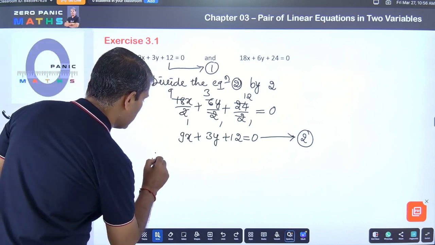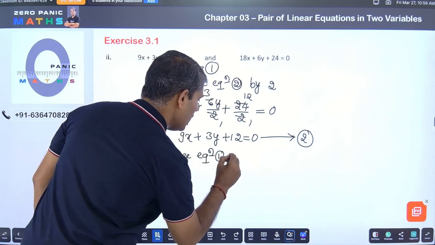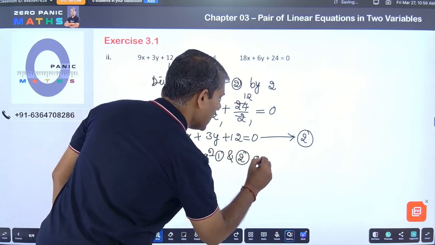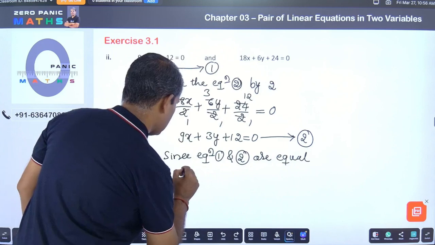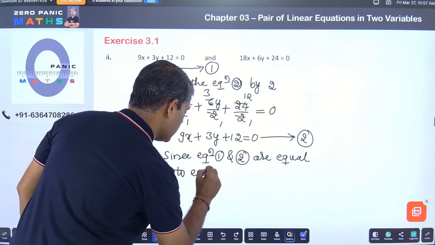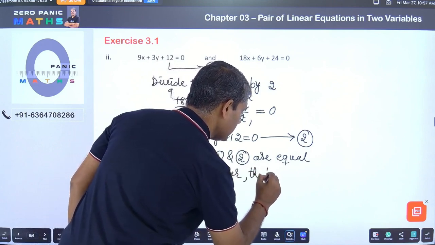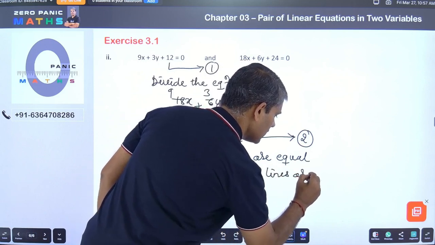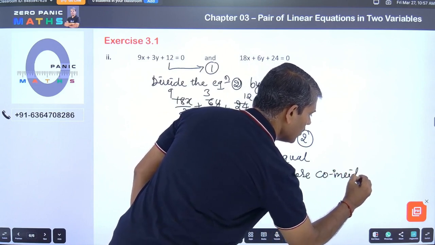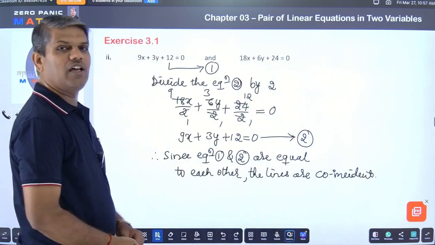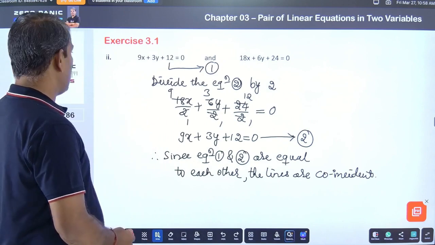Therefore, since equation 1 and 2 are equal to each other, the lines are coincident. This is the solution. Fine. Let us quickly move to the next problem.